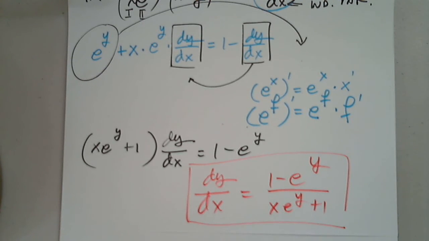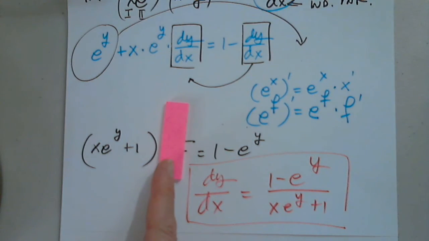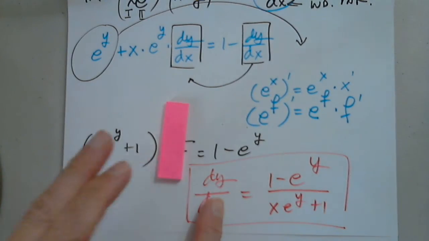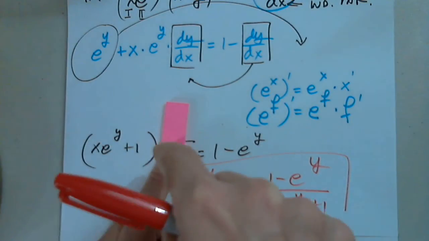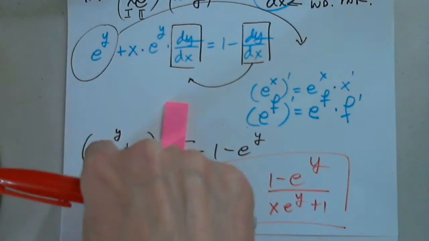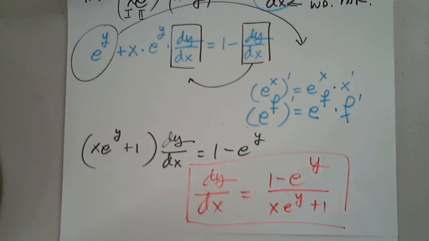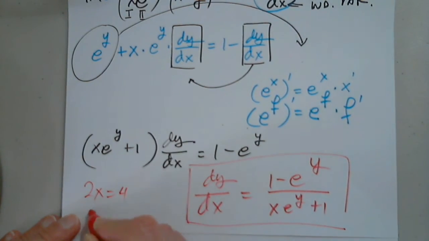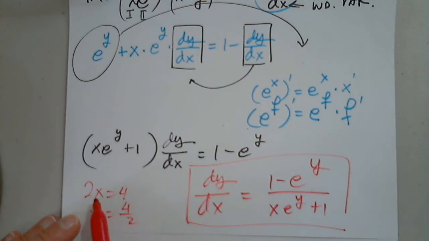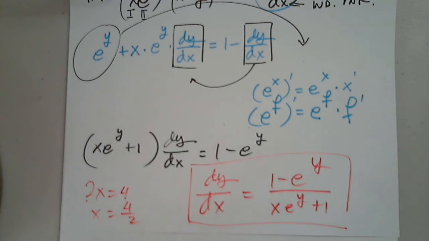Question. Yes? How did you get rid of the dy and dx then? I didn't. I solved for it. This is my variable. Right. So if I have something times the variable equals something, I divide by this. It's like having 2x equals 4. So x equals 4 over 2. Is that better?